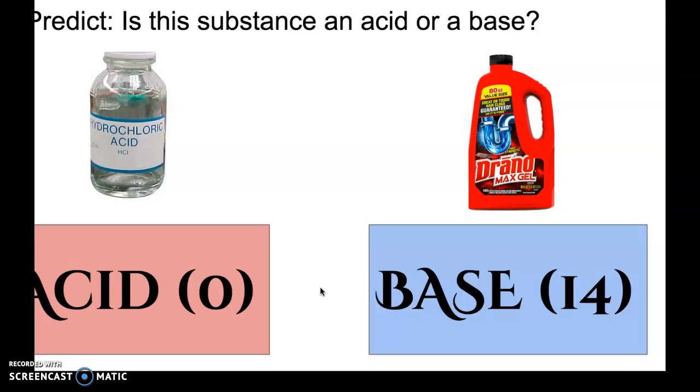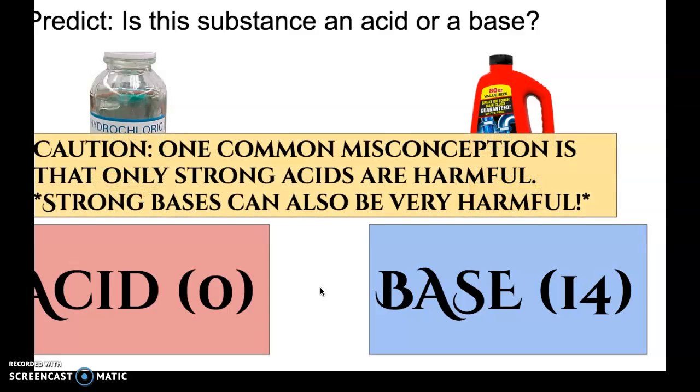It's very crazy. And then here we have our basic substance, which is Drano or drain cleaner. Very, very basic, it sits at the highest base we can be for the most part. It is pretty dangerous, but again, we use it to unclog drains. All right, caution again. Remember, one of the common misconceptions here is that only strong acids are harmful. That is not true. Strong bases can be very harmful as well.